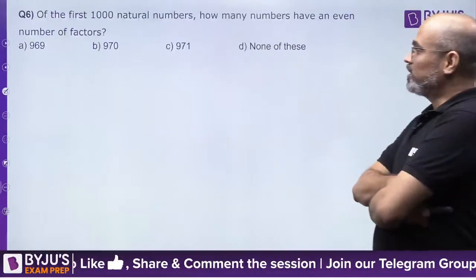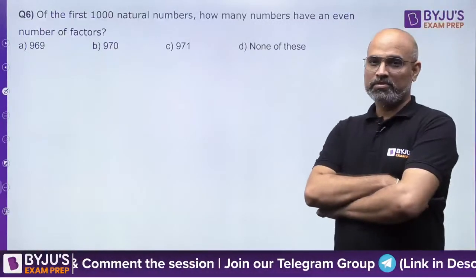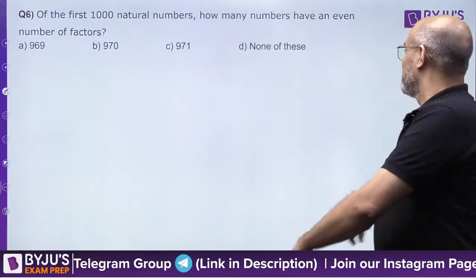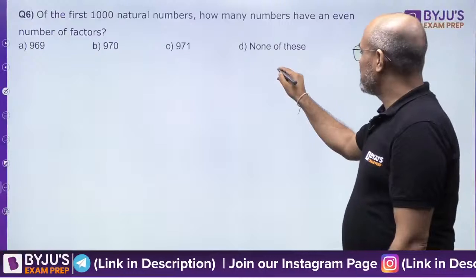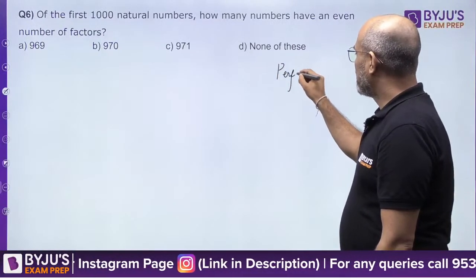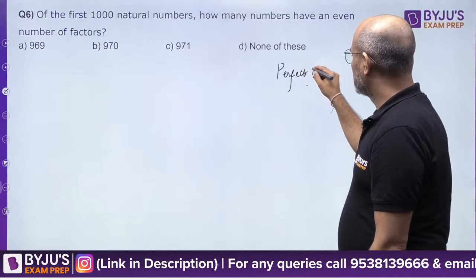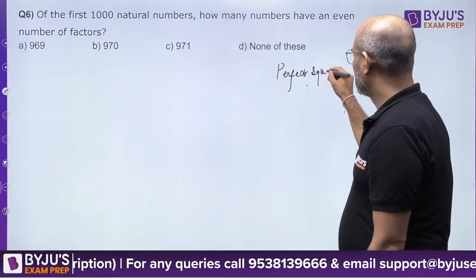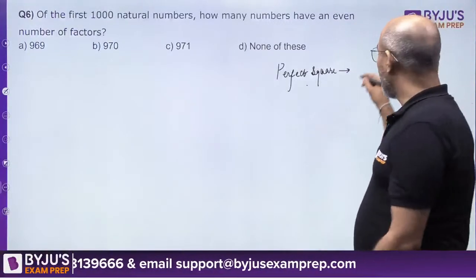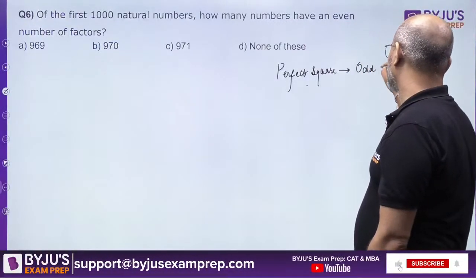Okay, so the concept is, the answer is not bravo, no Kamlesh, it's not delta. The concept is a perfect square, a number which is a perfect square. They always have an odd number of factors.